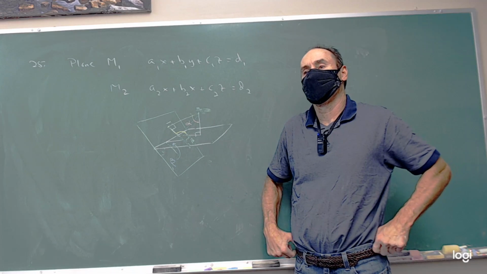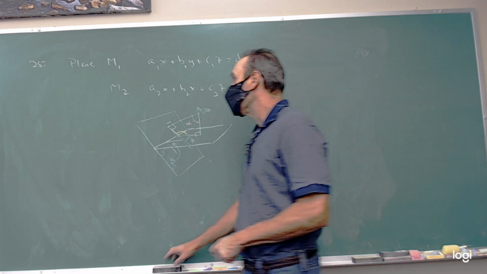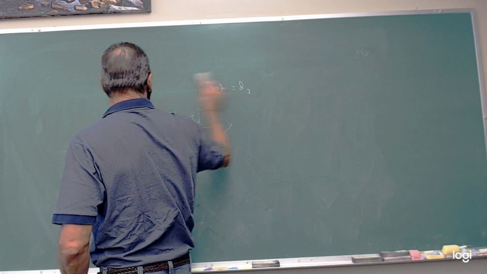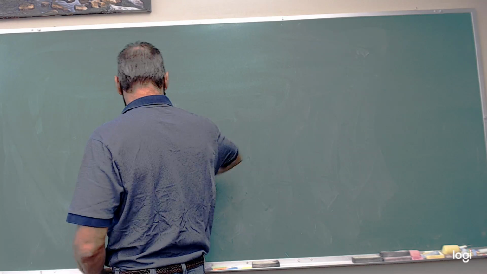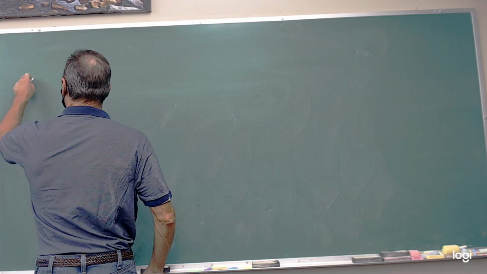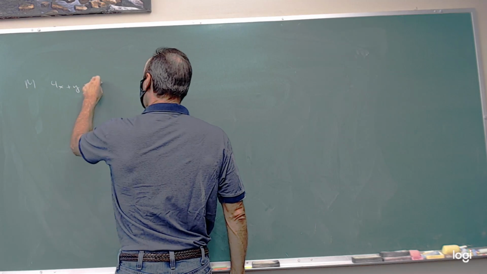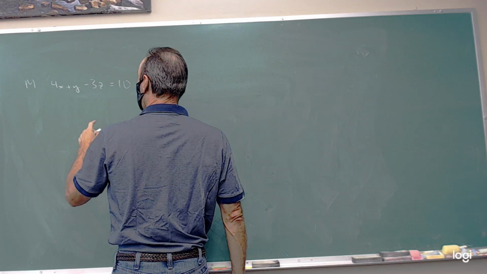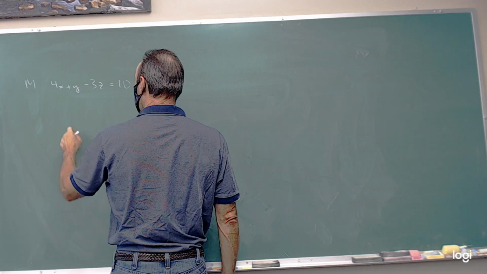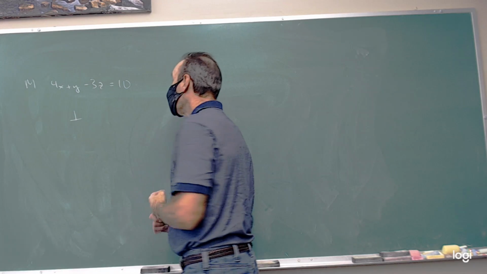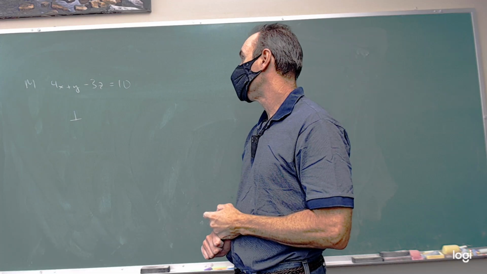Okay, I found an example. So it says, given plane M with equation 4x plus y minus 3z equals 10, and then you have to find the equation of a plane perpendicular to M. A plane perpendicular to M. Yeah.